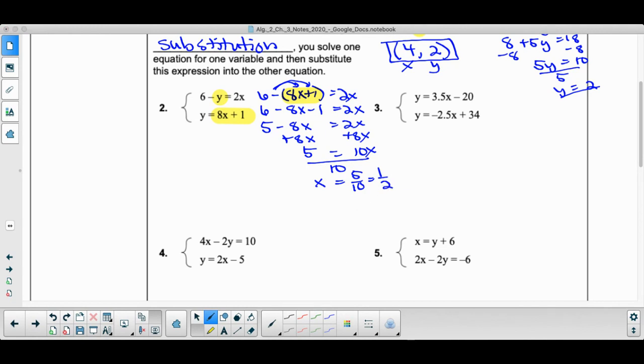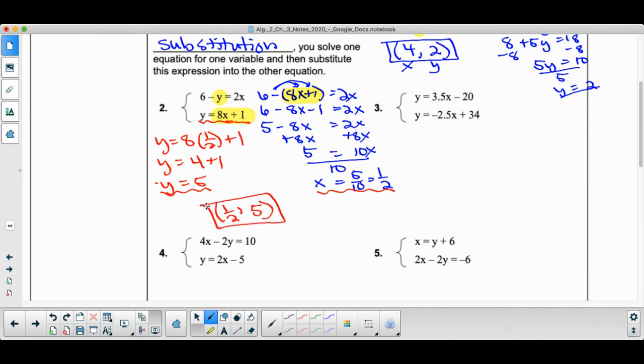But remember, we aren't done. Once we found x, we still need to find y. So I know x equals 1/2, so I'm going to now solve for y. You can put x into either equation. I'm going to use y equals 8x plus 1 because the y is already solved for. So y equals 8 times 1/2 plus 1. Half of 8 is 4, plus 1. So y equals 5, x equals 1/2. Our final answer is (1/2, 5).